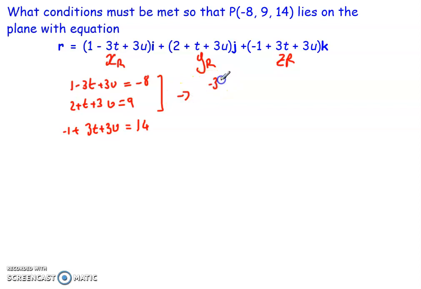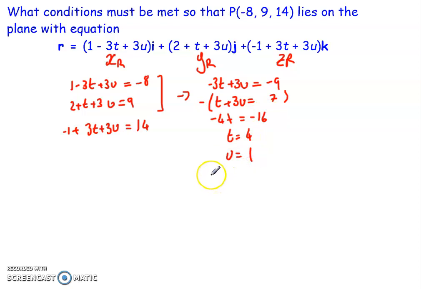If I was to do that, I'd have minus 3t plus 3u equals negative 9. I'd then have t plus 3u equals 7. Because my u's have the same coefficient, if I subtract them going down the way, what I'd end up with is negative 4t equals negative 9 minus 7, which is minus 16. So I then end up with the fact that t is equal to 4. If I then go back and substitute t equals 4 into either of these two equations, let's say this one, I'd have 4 plus 3u equals 7. So 3u is equal to 3, so u equals 1.